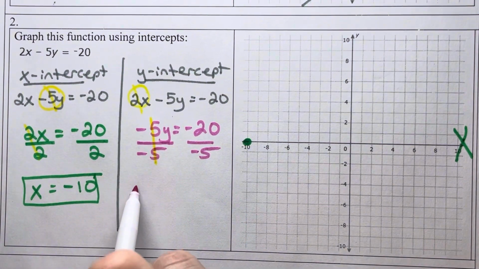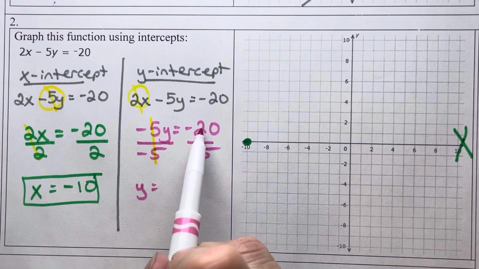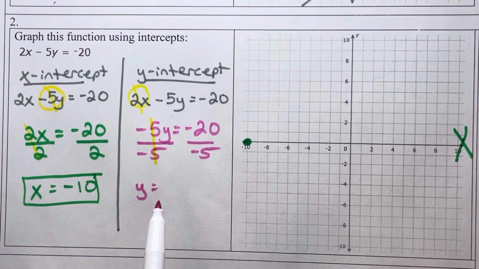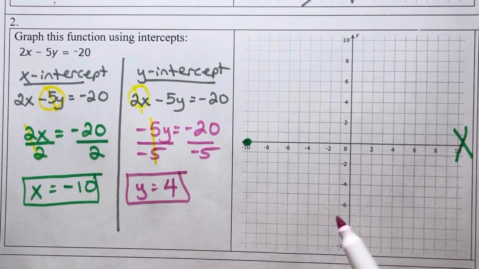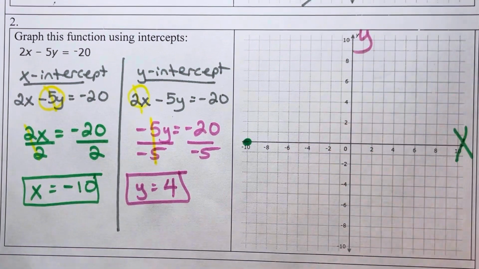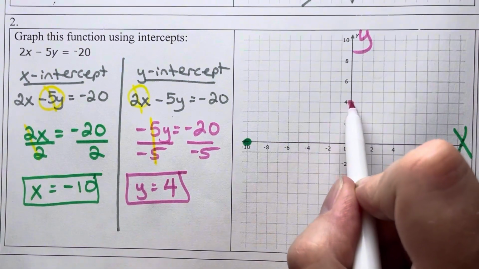When I divide, that means I have negative 20 divided by negative 5. A negative divided by a negative is a positive. 20 divided by 5 is 4. All right, on my y vertical axis, now labeled, I'm looking for the intercept of 4, and here it is.